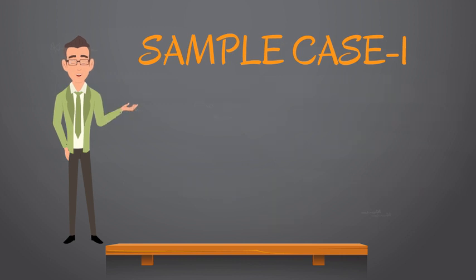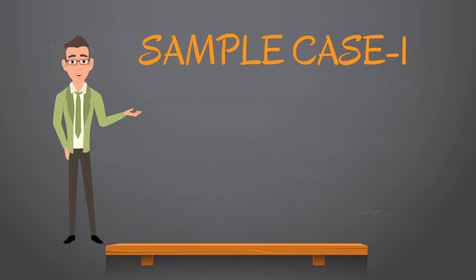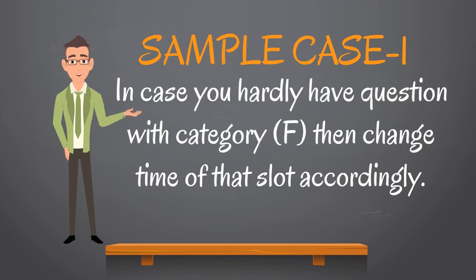Some of the things which you also need to keep in mind is to give time to each question based on its marks. For example, if it is of fewer marks, then just give some bullet points of detail. Or if it is of more marks, then provide the required details. Don't try to go beyond the question as it will unnecessarily waste your time. Also remember that in case you hardly have questions with category F, then change the time of that slot accordingly.